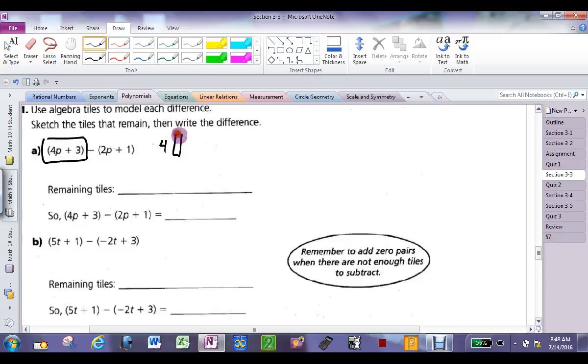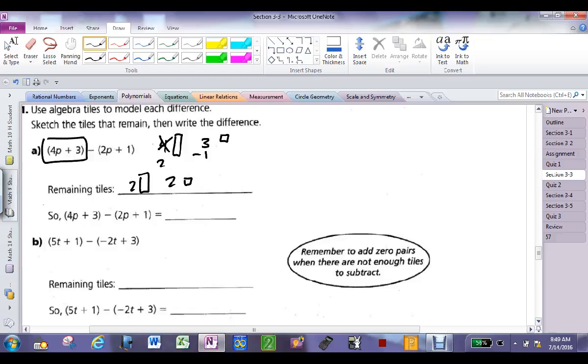4 bar. Unshaded, yes? 3 little guys. Yep. Now, I have to take away 2 bars. Do I have 2 bars to take away? Right. So this 4 is going to become what? 2. So I've got 2 bars. Yeah? Now I also have to take away 1 little box. Do I have 1 to take away? So I'm going to minus 1, and I'm going to be left with 2 little guys.